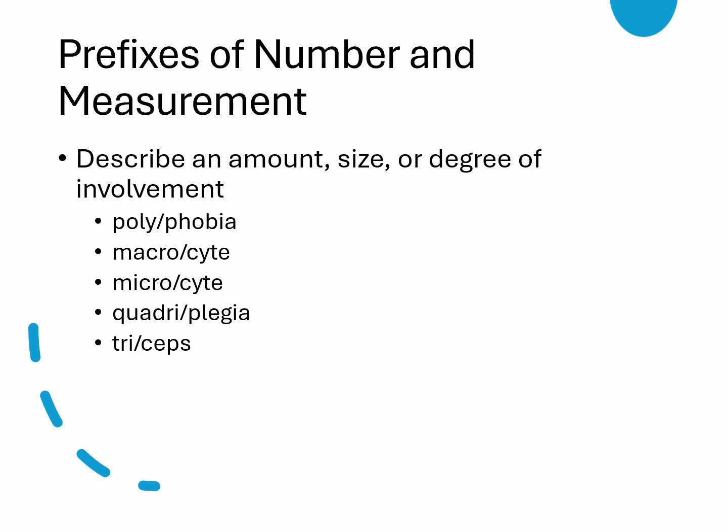The prefixes of number and measurement describe how many, how much, the size, or degree of involvement. So in the slide, the examples are polyphobia, which means fear of many things, macrocyte, which is a large cell, microcyte, which is a small cell, quadriplegia, which means paralysis of 4 limbs, and triceps, which means 3 heads. So the prefix gives you a numerical or size clue immediately.